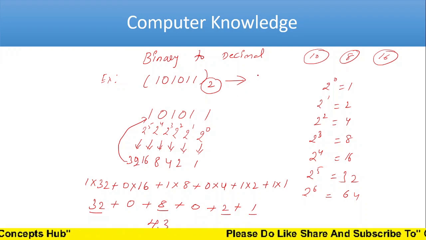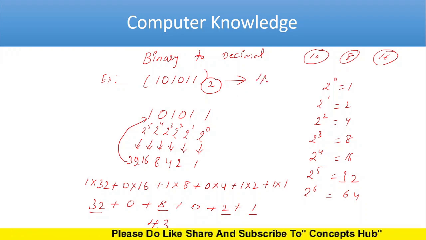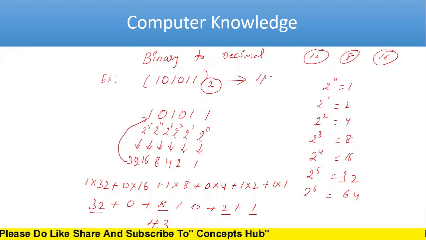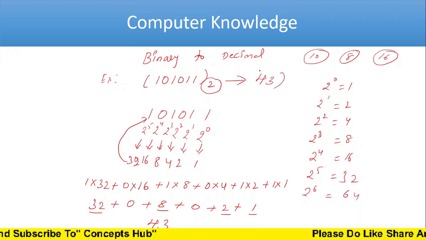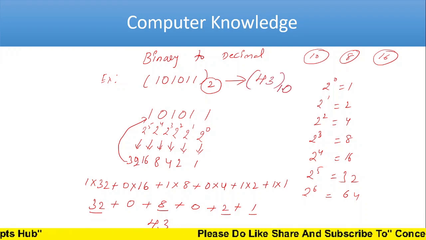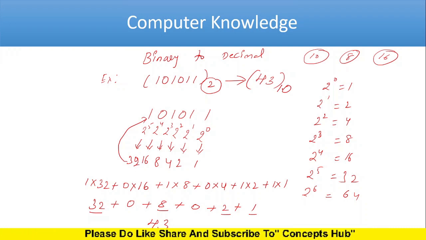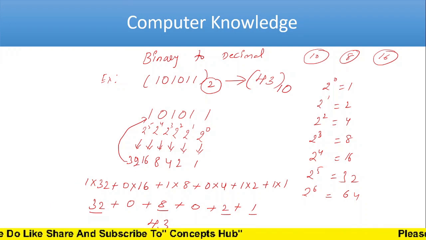So the decimal form of 1 0 1 0 1 1 is 43, base 10. Clear? Yeah, we'll solve more examples to understand it.